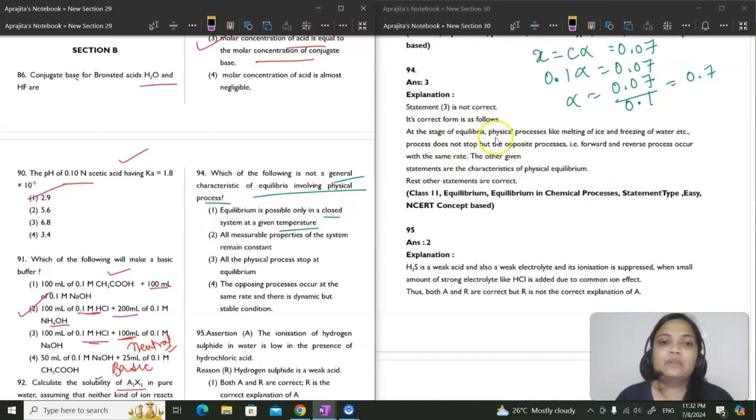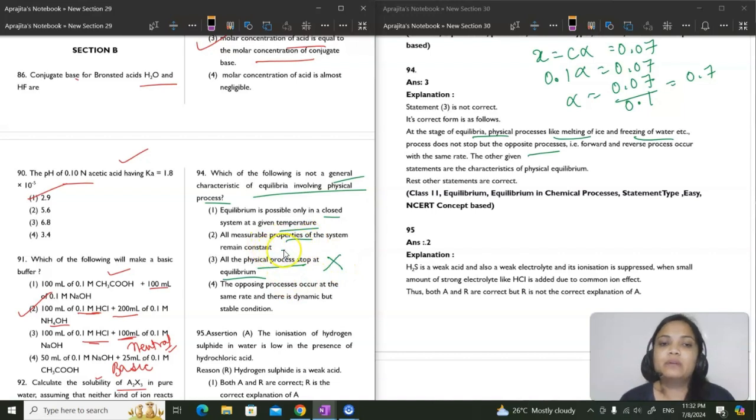At the stage of equilibria, physical processes like melting of ice and freezing of ice don't stop, but the opposite processes, meaning forward and reverse processes, happen at the same rate. So it means the third statement, which says all the physical processes stop at equilibrium, is wrong.